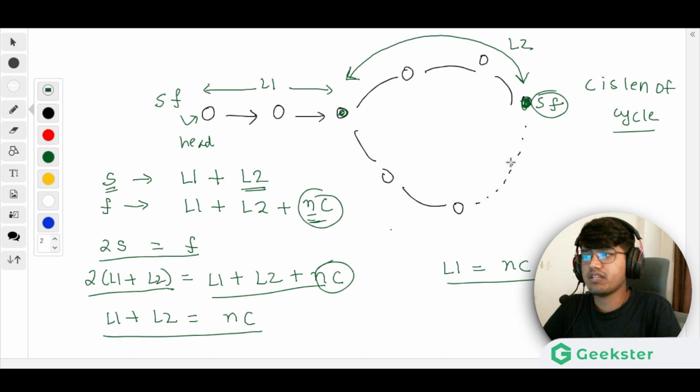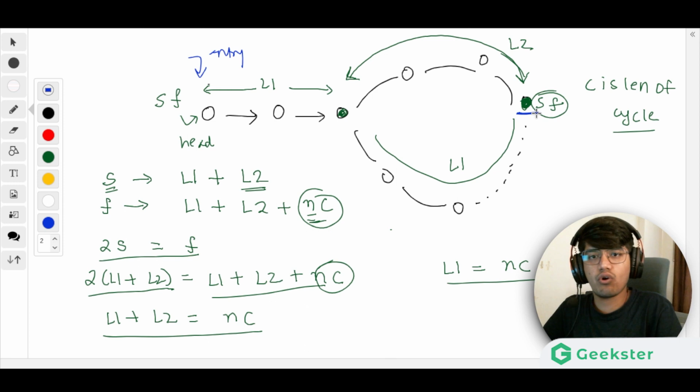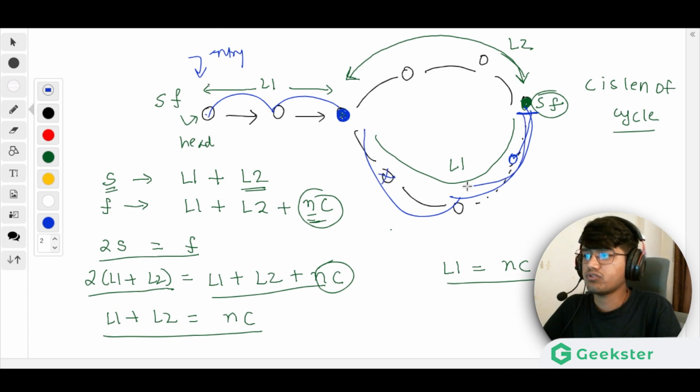So if from NC we remove this L2 distance, we are left with the L1 distance. So the distance from the position where we meet up to the junction becomes L1. What we can do after that is make an entry pointer start from the head, and our slow pointer is already here. From here we jump one position at a time, and we are sure that both of them will meet at the junction point. So that is the approach. Suppose here only 2 jumps are there, so from here also only 2 jumps will be there. So they meet here after 2 jumps. That is the basic idea behind this approach.